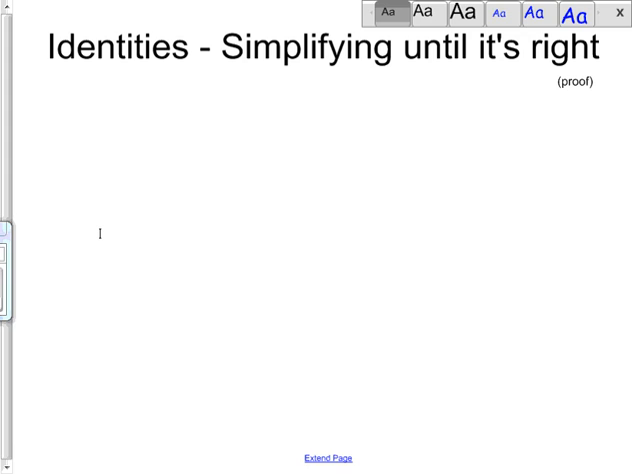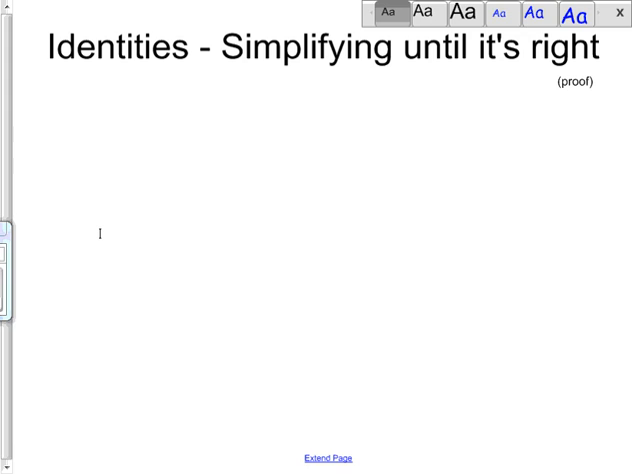Okay, the last new thing that we're going to talk about is a lot like simplifying. It's just that in the end, you keep simplifying and simplifying until the statement that they give you is right. It's otherwise known as proving. Proving a trig inequality, or excuse me, identity, is a lot like just simplifying, and if you think of them that way, it's way easier.